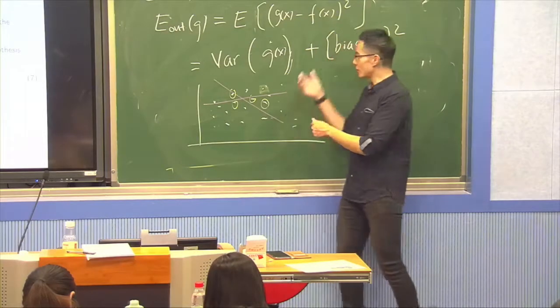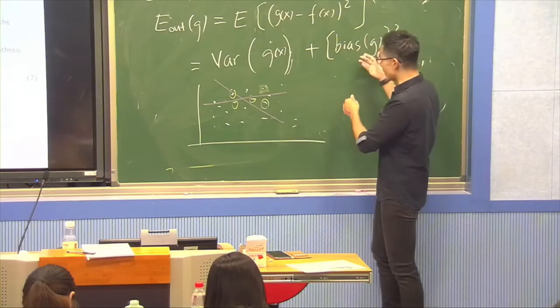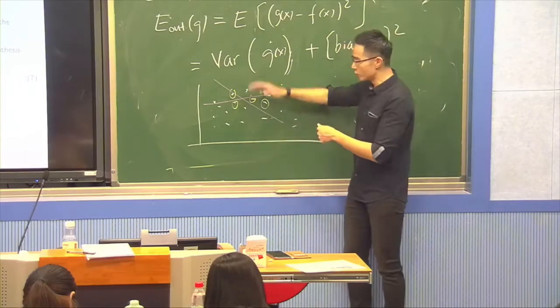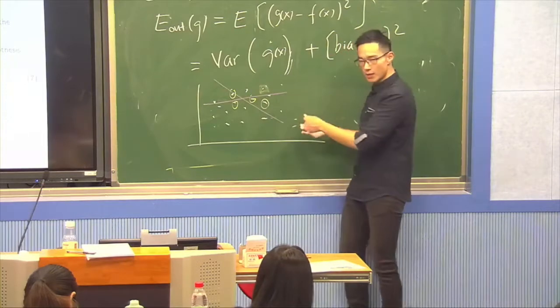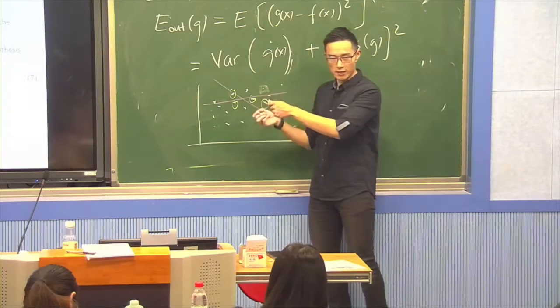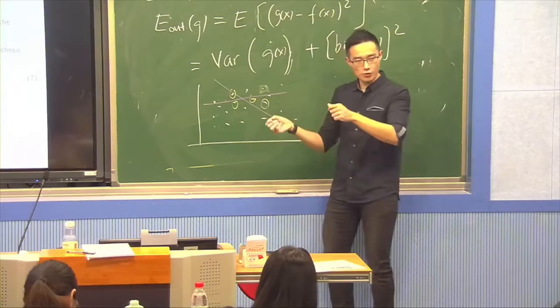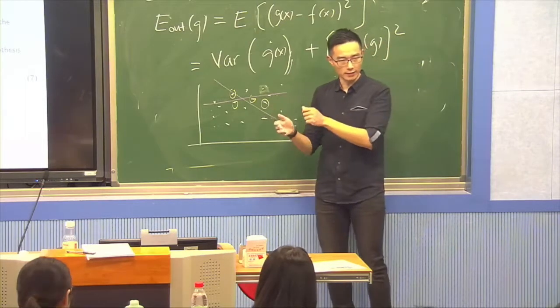Okay? Now what is the bias? Bias of G is, on average, if you do this 1,000 times, 10,000 times, many, many times, and you average all the G together, the average G, how much different is it from the underlying F?